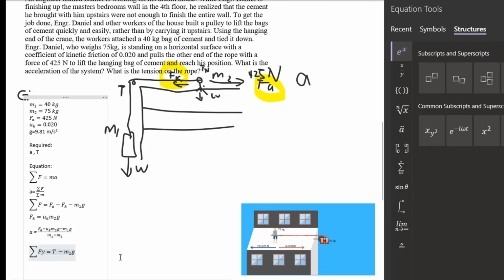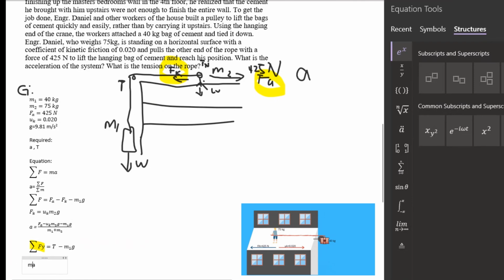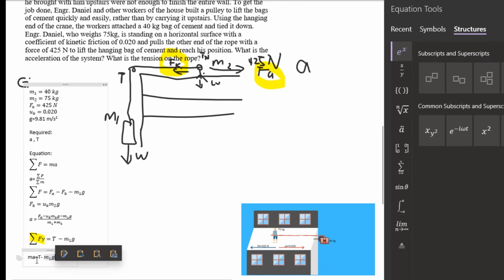We all know that force is equivalent to mass times acceleration. So let's put mass times acceleration equals T minus mg. But in this part, we're going to look for the tension force. So let's derive this formula into a variable where we can find tension. So it will be like this.